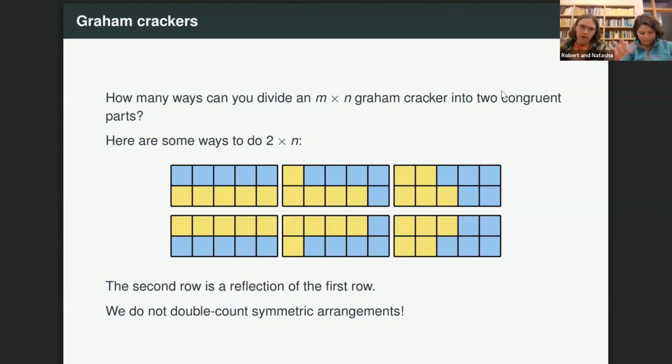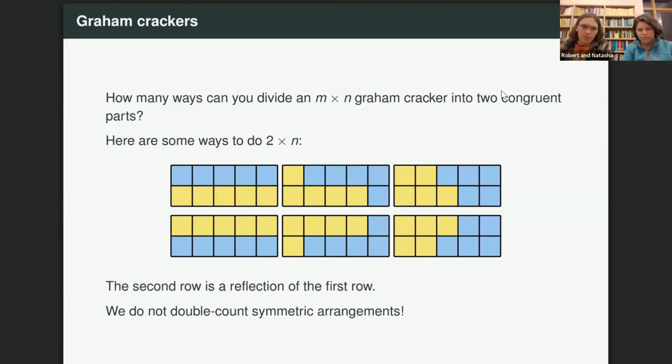So it should be fair. You should have the same amount of graham cracker, but you don't want your friend to have a prettier piece of graham cracker than you. So the two pieces you break it into should be congruent, actually. They should be literally the same up to some kind of rotation and reflection. So we'll represent a graham cracker as just some rectangular grid.